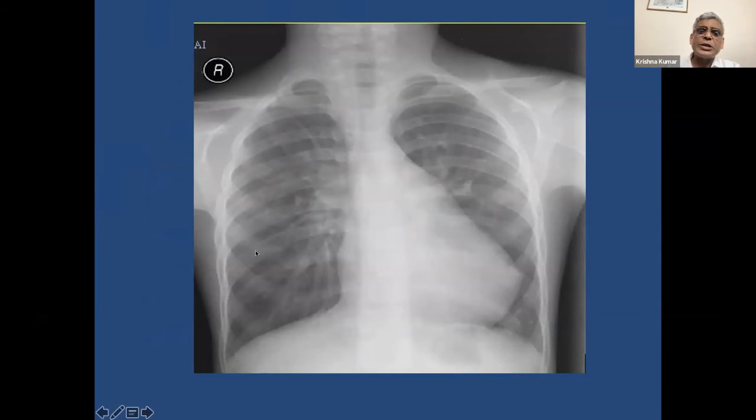X-ray, many of us would interpret it as increased pulmonary blood flow, but the MPA shadow is prominent. The heart is somewhat enlarged. So this is all looking favorable.